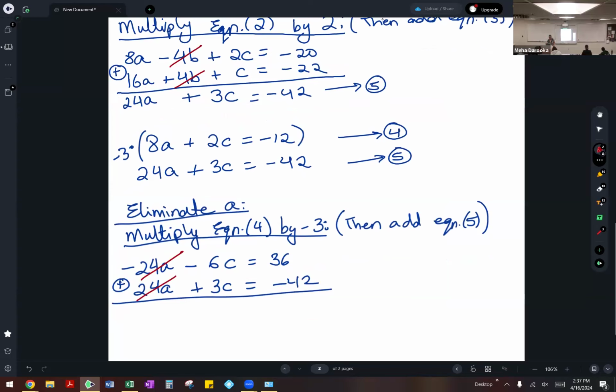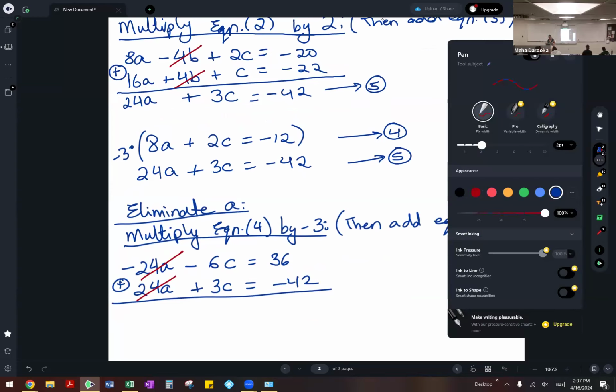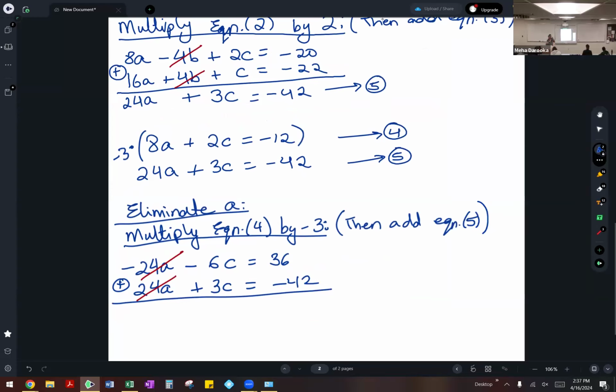So A cancels out as we were hoping for, but C will stay. And you need your variable to stay, right? Because this is not gonna be one of those infinite solutions. This is the type of equation where you get one single ordered triple as your answer, because that's gonna help us find the A, B, C values, which will then lead us to the equation of the parabola.